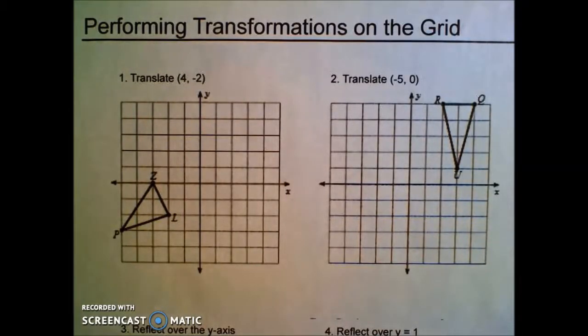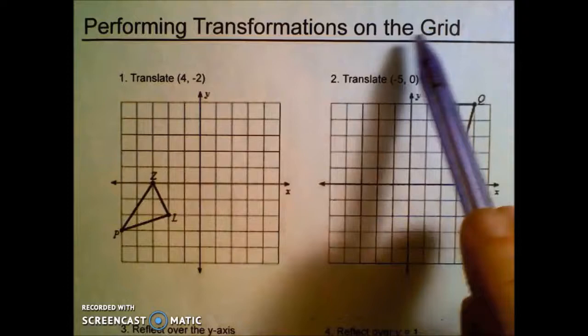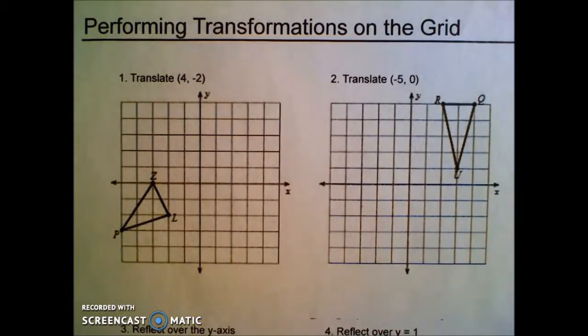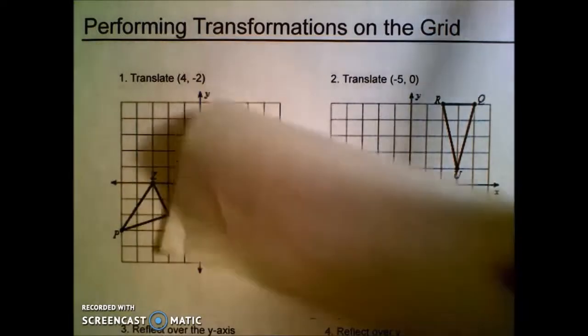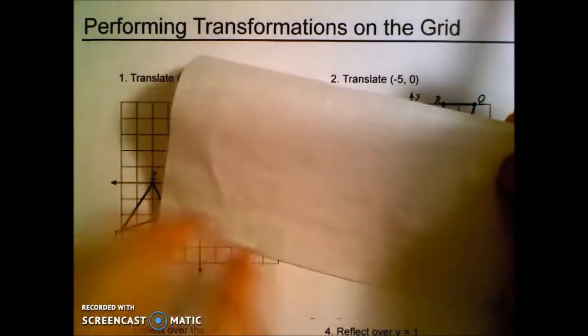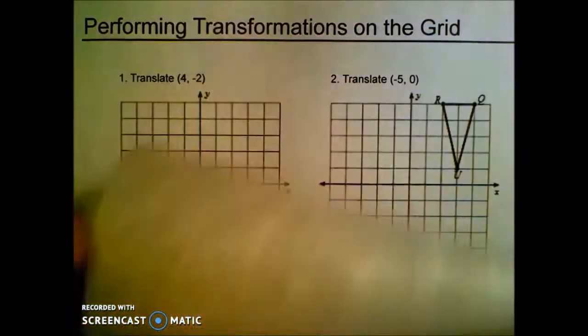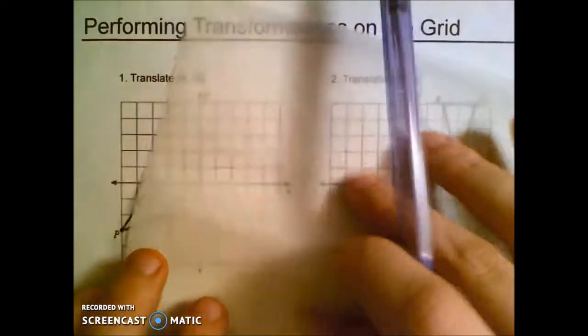In this video, we'll be talking about how to perform transformations on a grid, including translations, reflections, and rotations. We'll do that using three different methods. First, we'll do each one using this right here, which is called transfer paper, also called parchment paper or patty paper. It's this see-through paper right here.